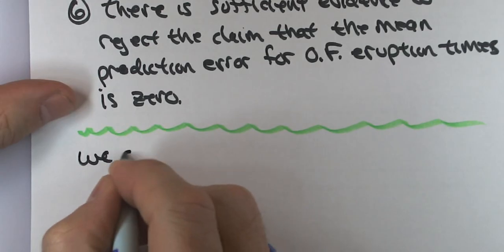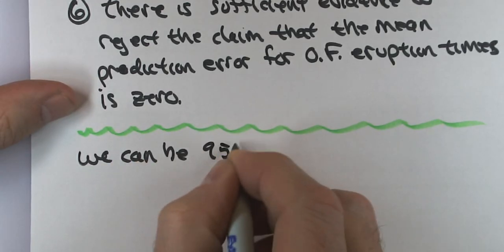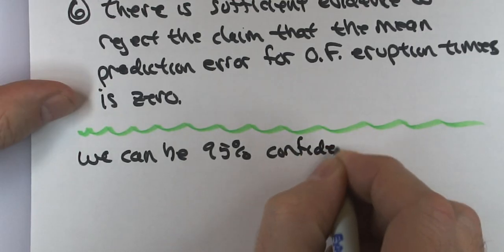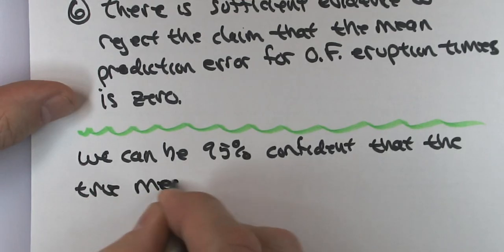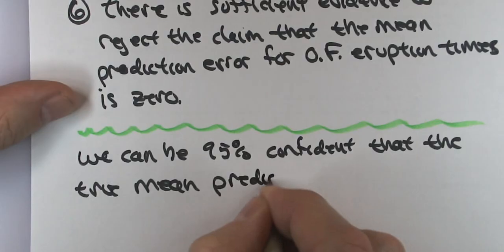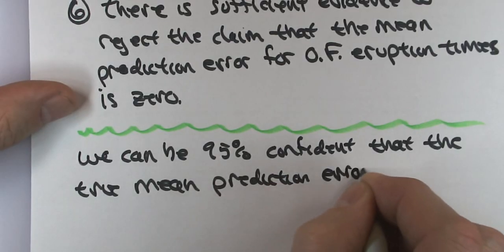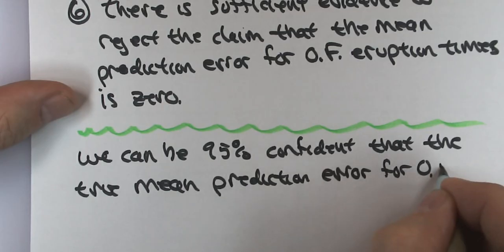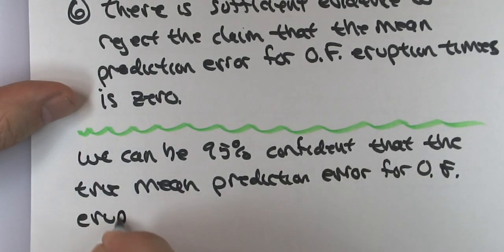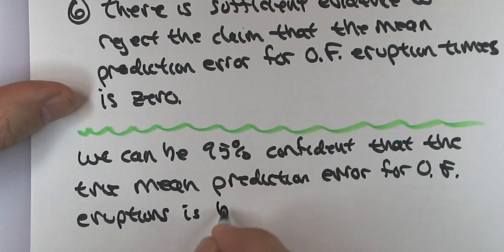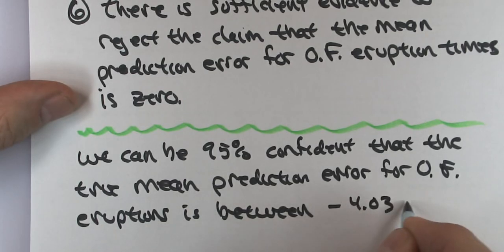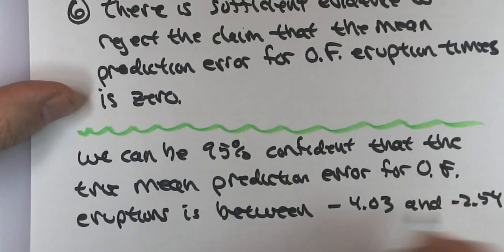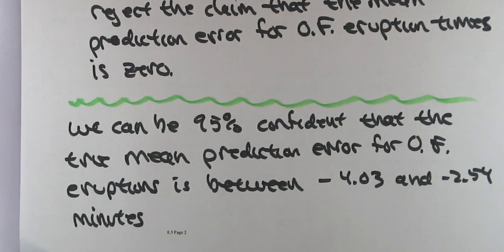We can be 95% confident that the true mean prediction error for Old Faithful eruptions is between negative 4.03 and negative 2.54 minutes. So the message is get there early.